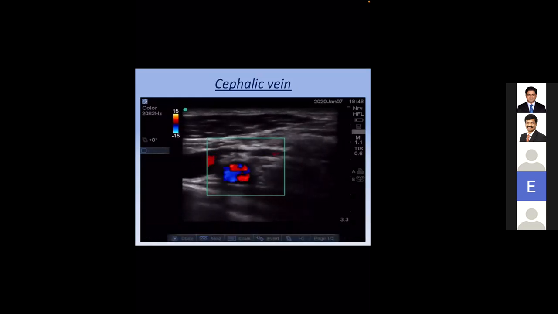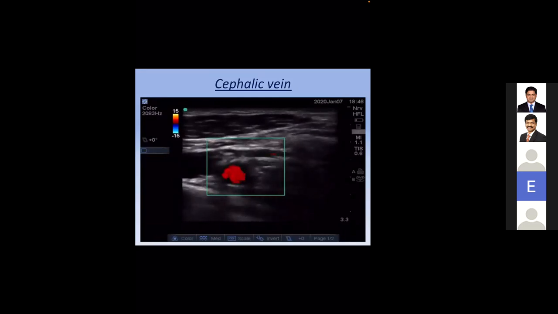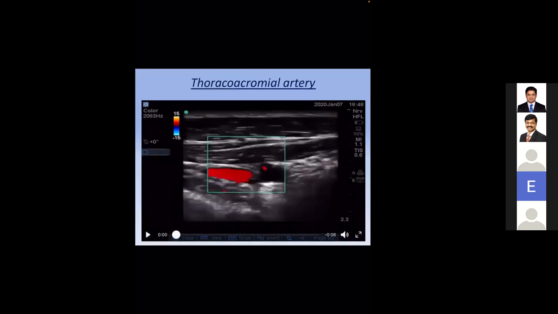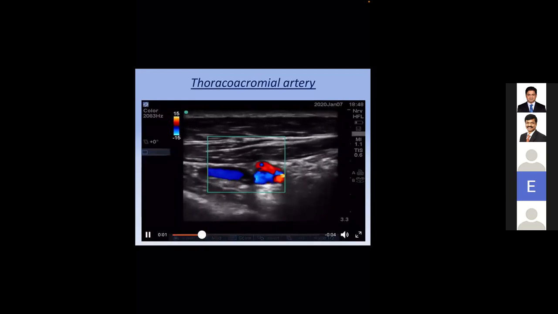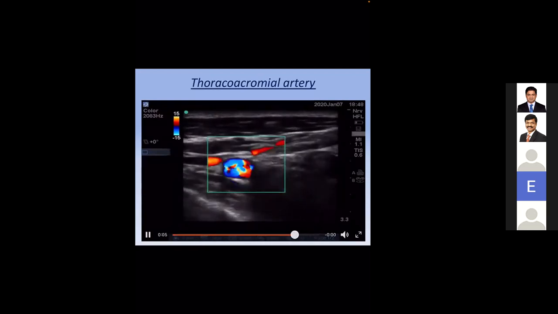This means that you are a little more infralaterally. So you have to go a little more cephalad and then tilt your probe towards the head end. One of the next views is the appearance of the thoracoacromial artery. This is seen a little more infralaterally. If you get this view, you have to move a little more cranially.